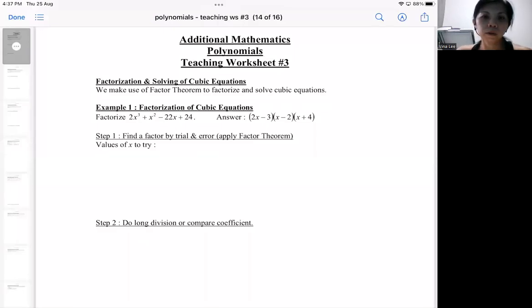So for this topic, this is the most critical part about cubic equations. In the factorization or solving of a cubic equation, we make use of the remainder theorem, and then we make use of long division to eventually factorize or solve a cubic equation. Okay, so I'm going to apply my factor theorem by a trial and error method.